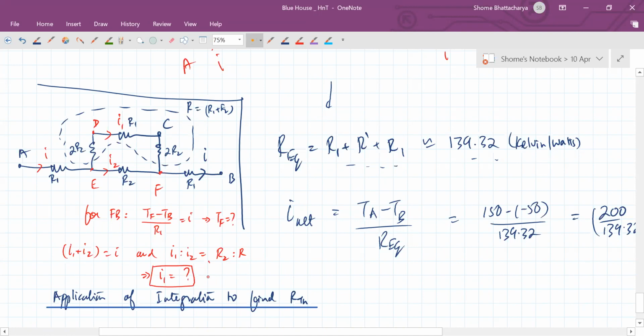And once you have found I1, then you apply Ohm's law across CF. So you have TC minus TF divided by 2R2 is equal to I1. And from this you find out how much TC is. So this is the general method, but we have some odd values here, so I'm just saving time and not doing the full calculation. You will find many questions of this type in the H.C. Verma chapter on heat transfer.